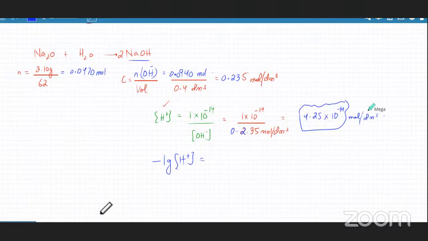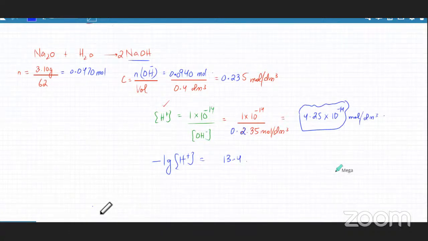Let me try this. This is log of 4.25 or minus 14. I'm getting 13.37 or 13.4. Calculator issue था. So I'm getting 13.4. That's the pH I'm getting. ठीक है. Remember how to use your calculator properly. Negative log, how to put log. ठीक है, be very good with it. So it's coming out to be 13.4, and that's your pH.